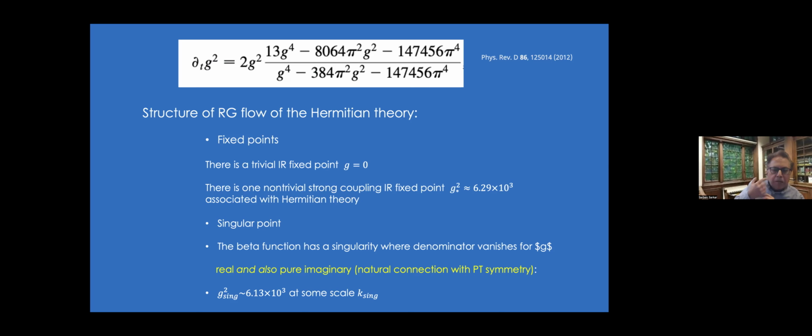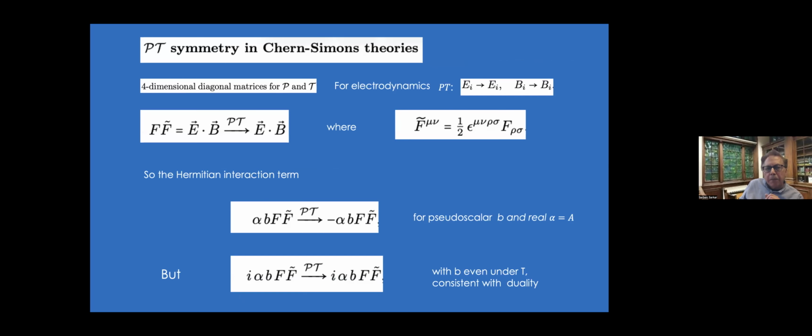And that's why we thought, hang on, let's investigate this further and see what the implications are. Before I talk any further, I should say what PT symmetry is, at least in a very simple-minded way. In terms of electrodynamics, under PT, E goes to E, B goes to B, and F F tilde is equal to E dot B, and that goes to E dot B under PT.